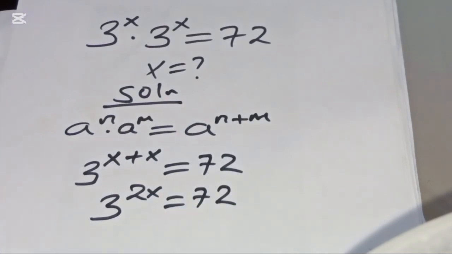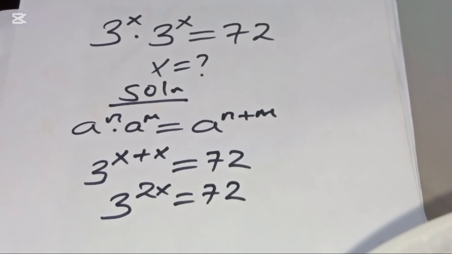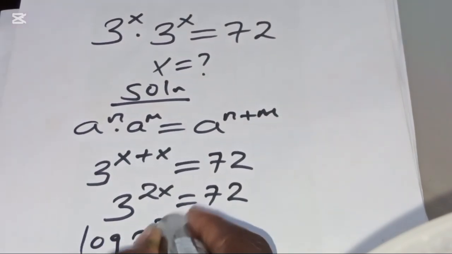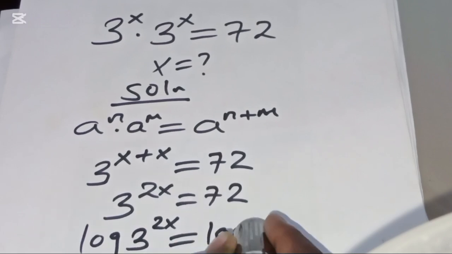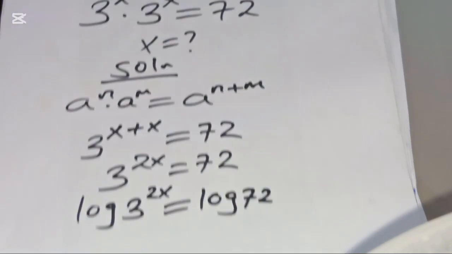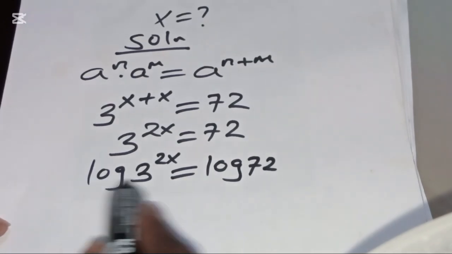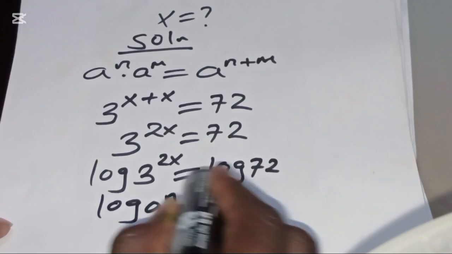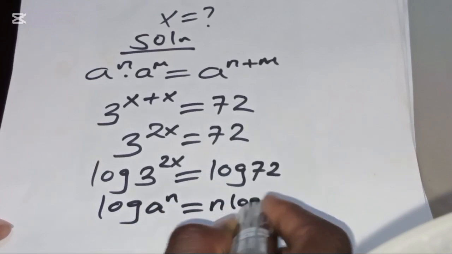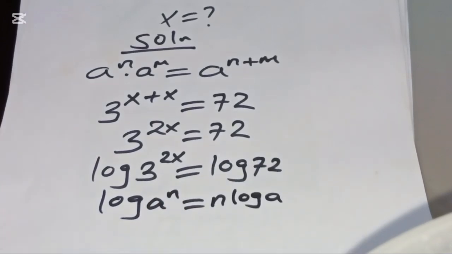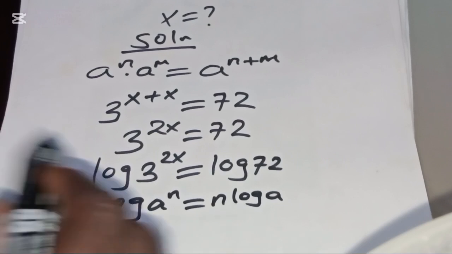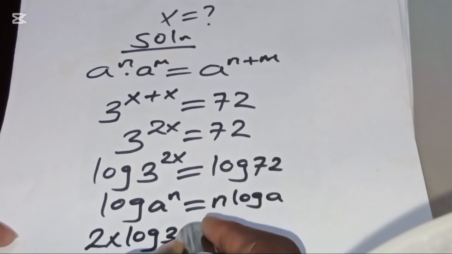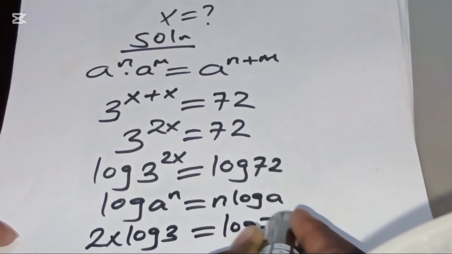Now, to solve for the value of x, we introduce the natural logarithm on both sides as follows. This is log 3 to the power 2x, which is equal to log 72. So log 3 to the power 2x, this is actually in the form of log a to the power n, which you can express as n log a. So applying this power rule property of logarithm, log 3 to the power 2x becomes 2x log 3. This is actually equal to log 72.